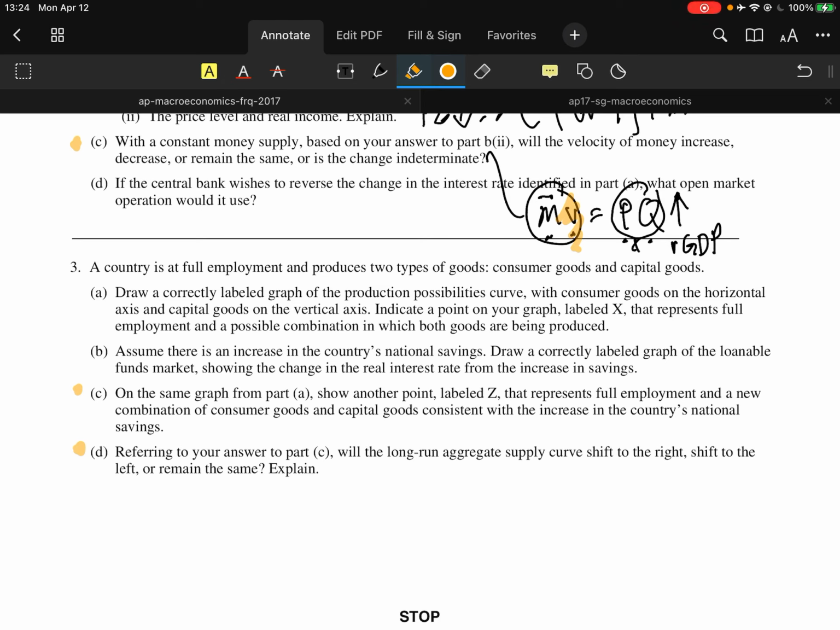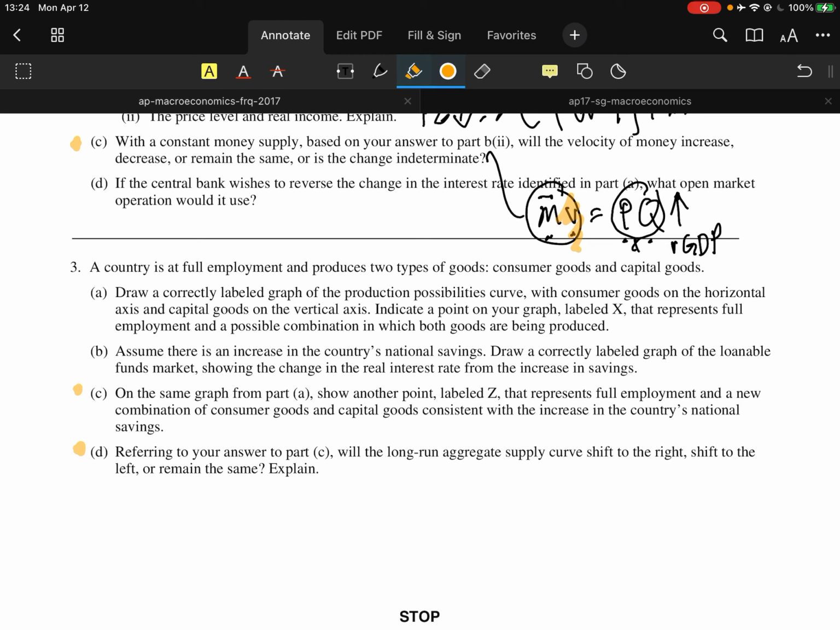All right, so I'm hoping you can draw the PPC for A. Make sure it's correctly labeled, consumer goods on one axis, capital goods on the other. And they give you the orientation, so they tell you consumer goods goes on the horizontal or x-axis. Label point X.